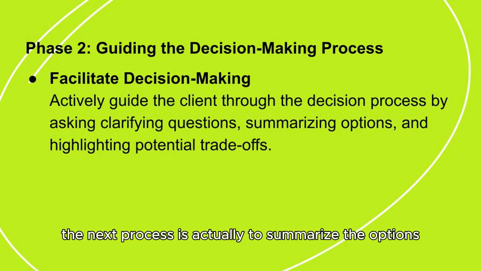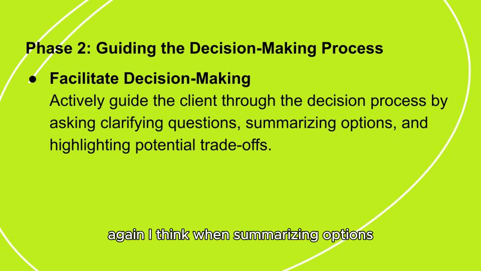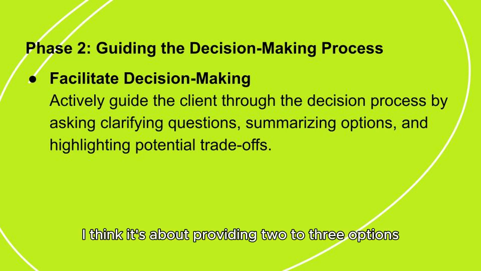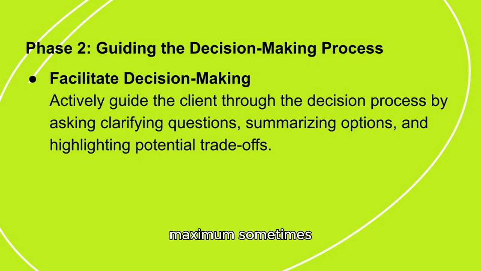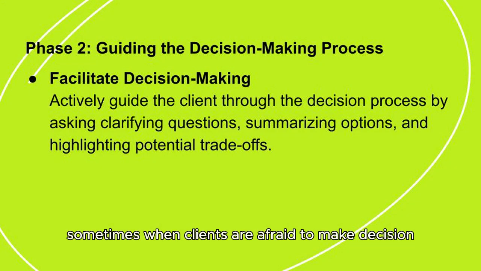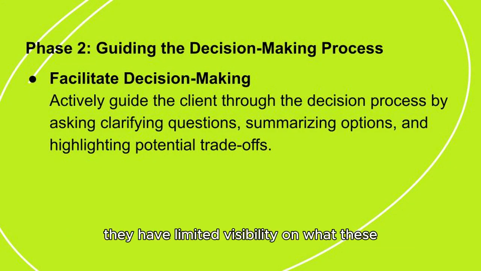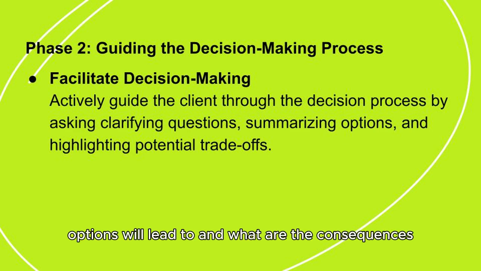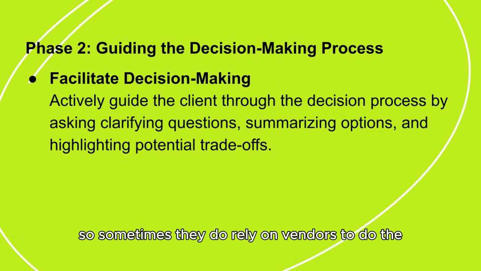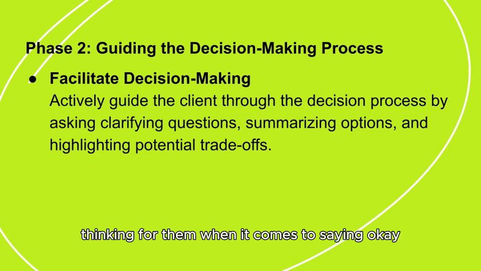And the next process is actually to summarize the options. Again, I think when summarizing options, it's about providing 2 to 3 options maximum sometimes, and then highlighting potential trade-offs in these options. And I think that is where the vendor can add a lot of value, because sometimes clients are afraid to make a decision partly because they have limited visibility on what these options will lead to and what the consequences are.